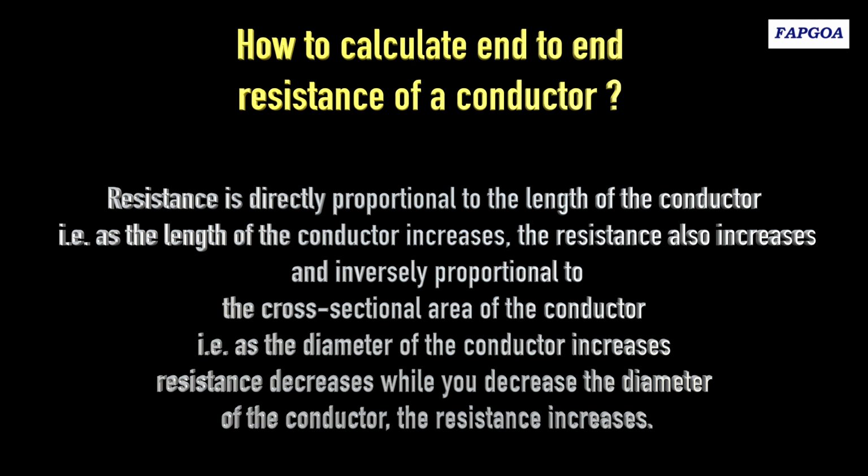Resistance is directly proportional to the length of the conductor. That is, as the length of the conductor increases, the resistance also increases, and it is inversely proportional to the cross-sectional area of the conductor. That is, as the diameter of the conductor increases, resistance decreases, while if you decrease the diameter of the conductor, the resistance increases.